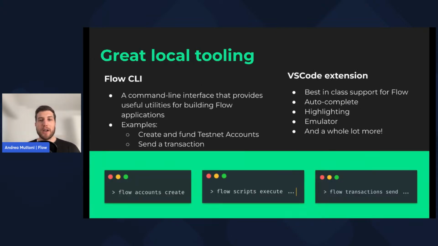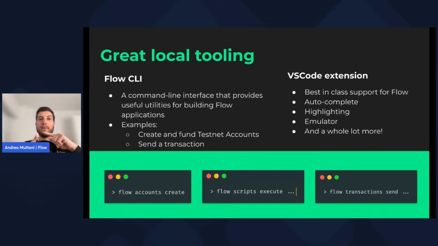Now, not only is Cadence awesome, but if you're building on Flow, the tools that we have at our disposal make or break our development experience. And on Flow, the Flow CLI is your one-stop shop for building on Flow. So I would recommend, once you play around with Cadence in the Flow playground and you want to start building your own dApp, that's when you want to install the Flow CLI. It has some scaffolding commands that you can use to instantly scaffold a project and get it running on the emulator in probably 1 or 2 commands.